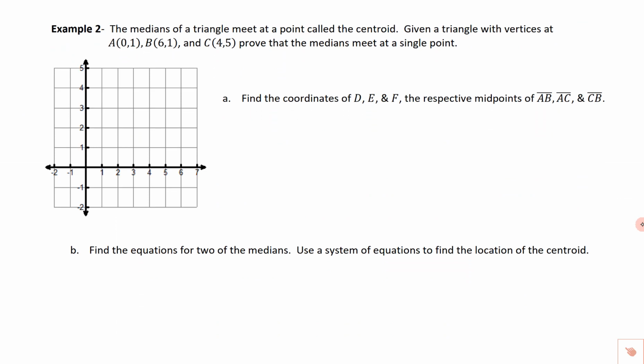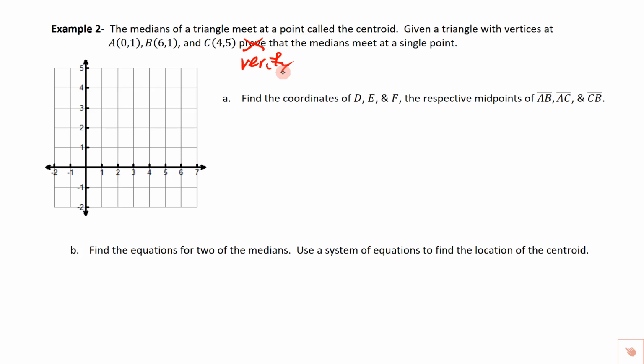This one's a little more involved, a little more interesting. It says the medians of a triangle meet at a point called the centroid. We learned that yesterday. Given a triangle with vertices at those, prove the medians meet at a single point. Okay, now, we're not going to prove. I want you to cross out the word. We're going to write the word verify, because we're not really proving anything. To prove something is much more difficult. We actually have to show that it works no matter what the numbers were, no matter what the triangle was.